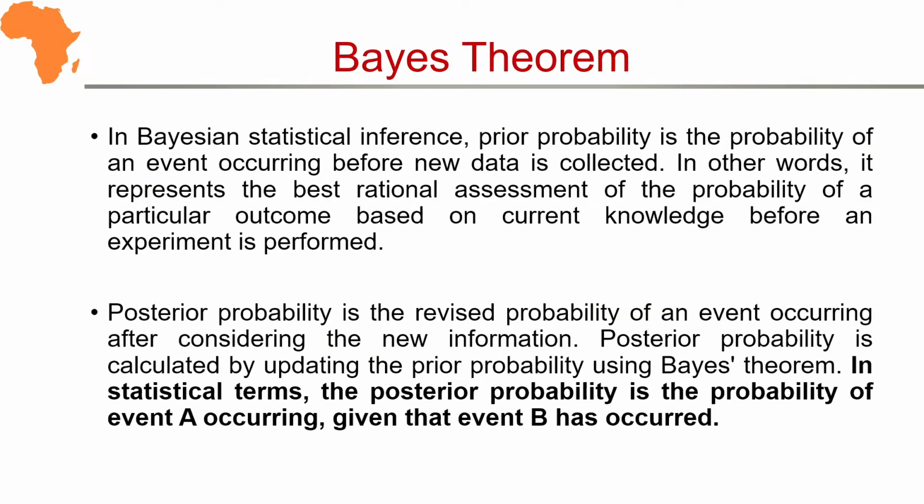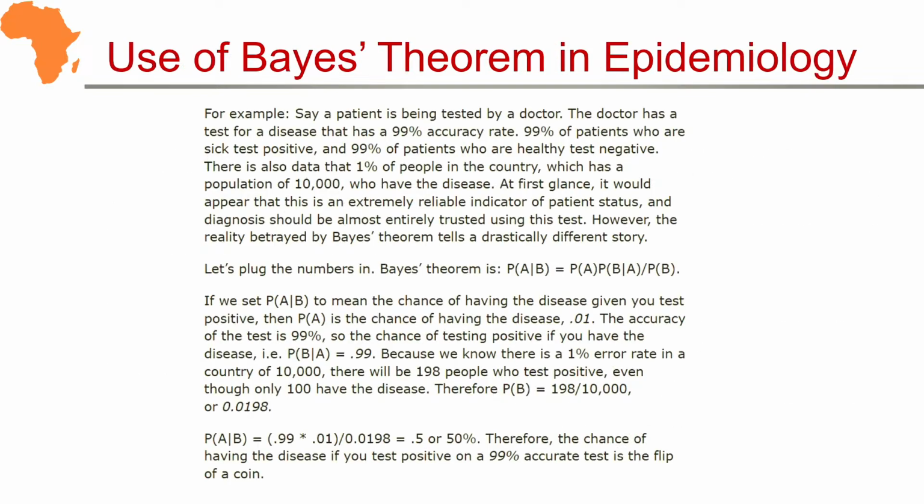I sent you guys a paper. This is just a repeat of what I've said. In statistical terms, the posterior probability is the probability of event A occurring given that B has occurred. So, the probability of A given B is the probability of B given A times the probability of A divided by the probability of B. You can go through that.